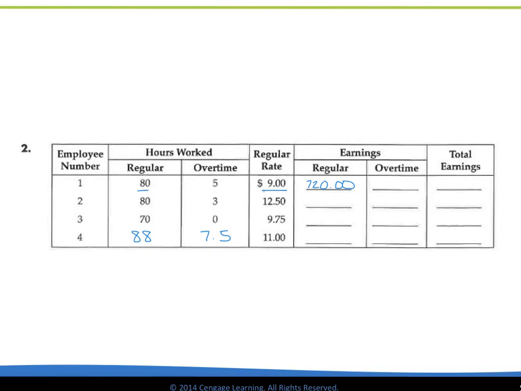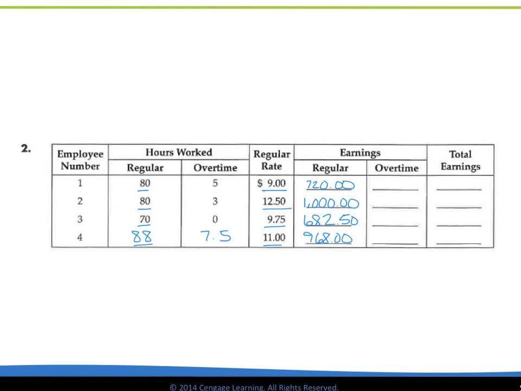I'm going to go ahead and calculate all the rest of the regular rates right now. So 80 hours times the $12.50 is going to give me $1,000. The 70 times the $9.75 would give me $682.50. And then the 88 times the $11 an hour is going to give me $968.